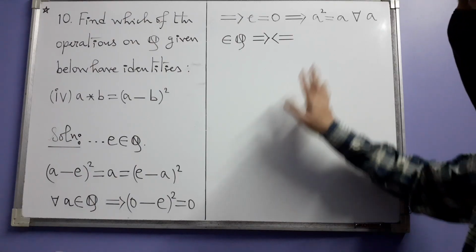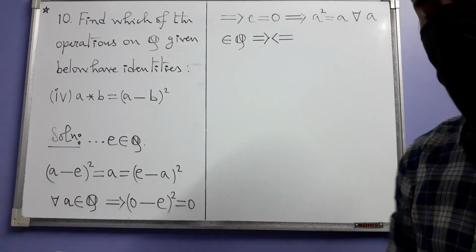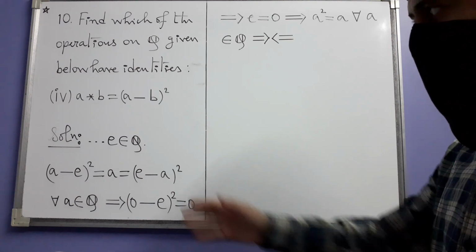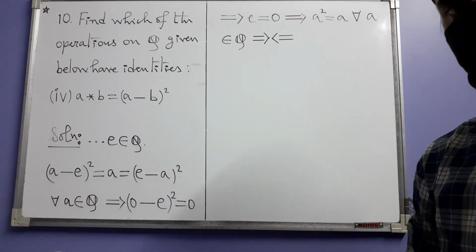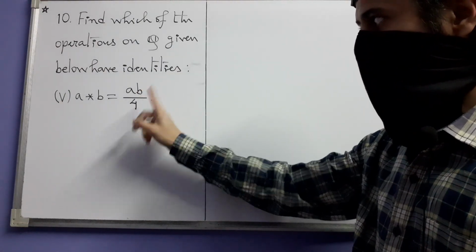But anyway, so what does this say? It says that our supposition again here also is wrong. And that is why in this case also there is no identity element. In part 5, A star B is AB divided by 4.